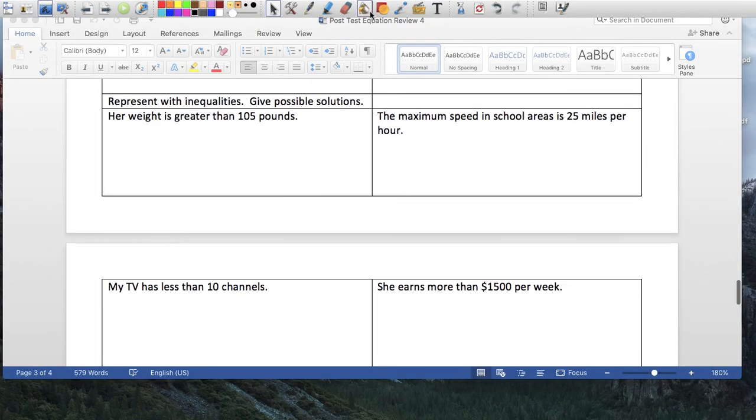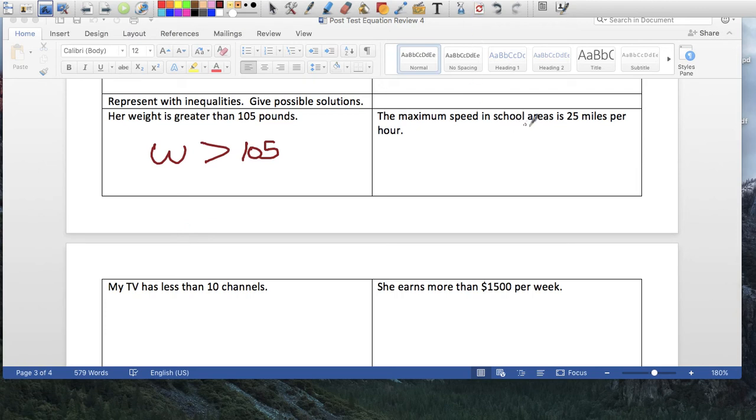Represent with inequalities. Give possible solutions. Her weight in relationship to 105 is greater than 105. So it can be 106, 107, 108, 109, whatever. Possible solutions could be anything greater than 105.